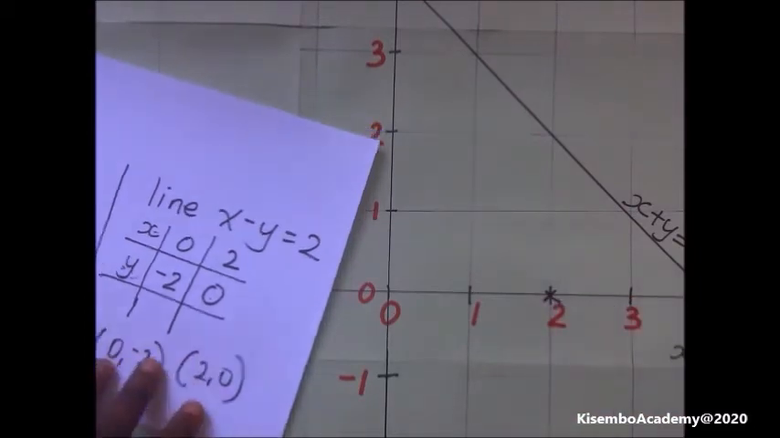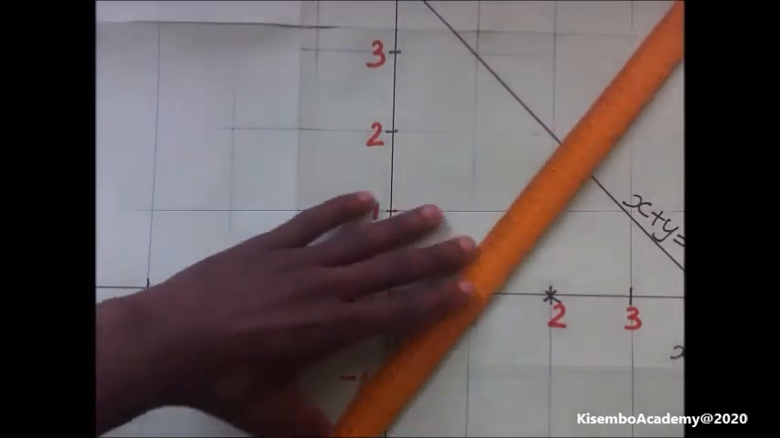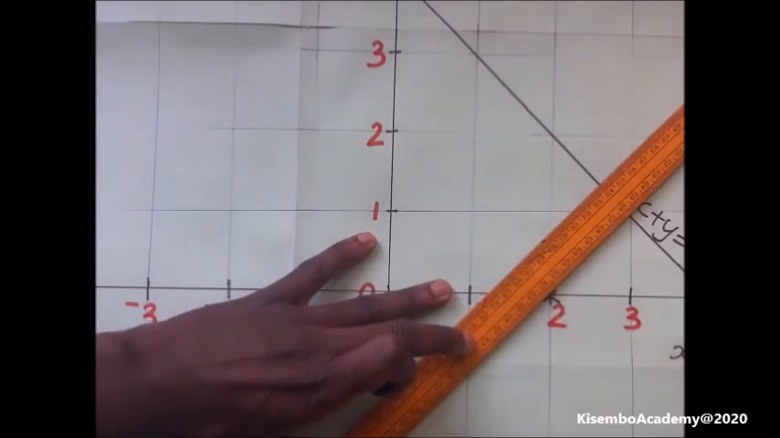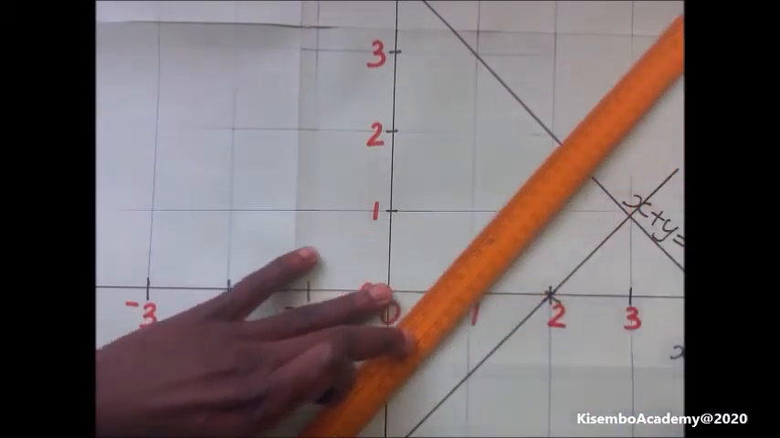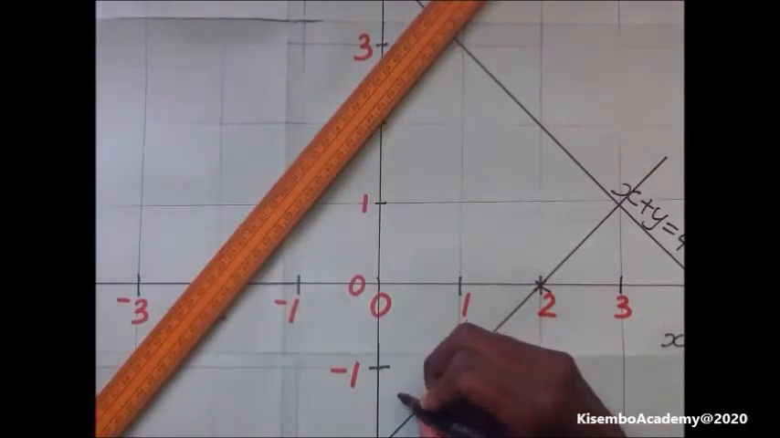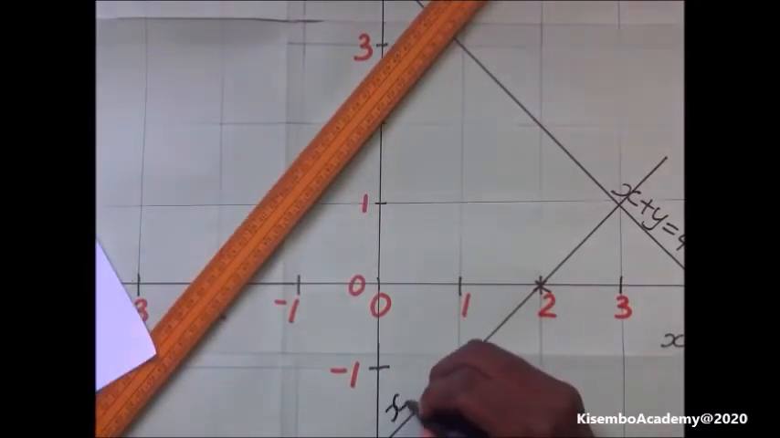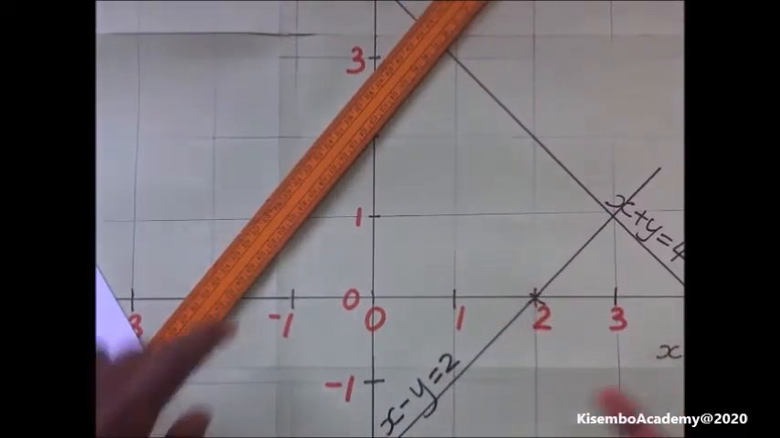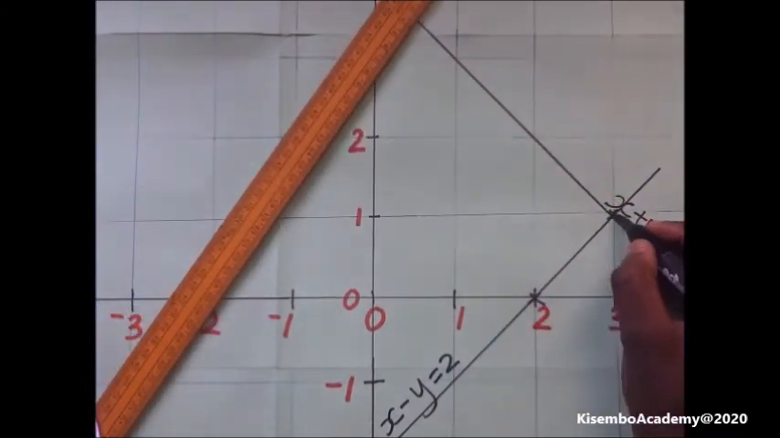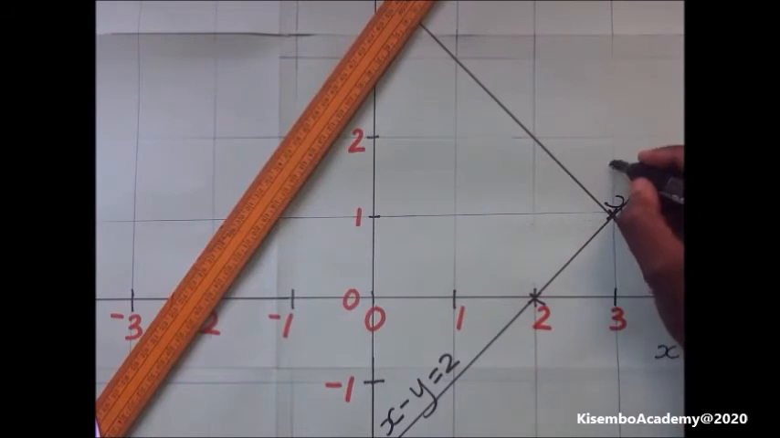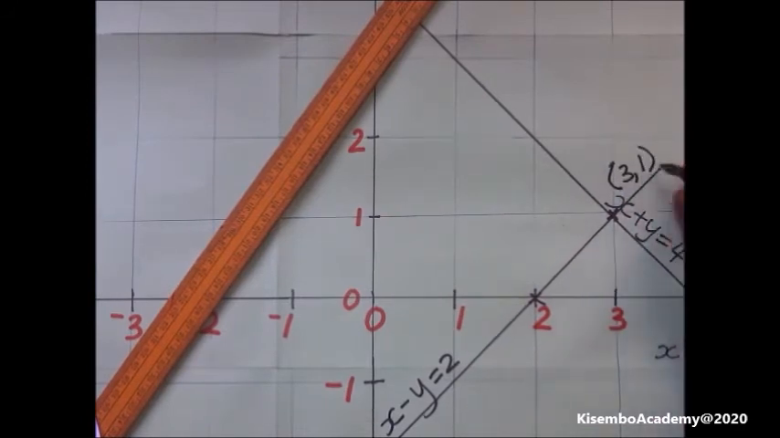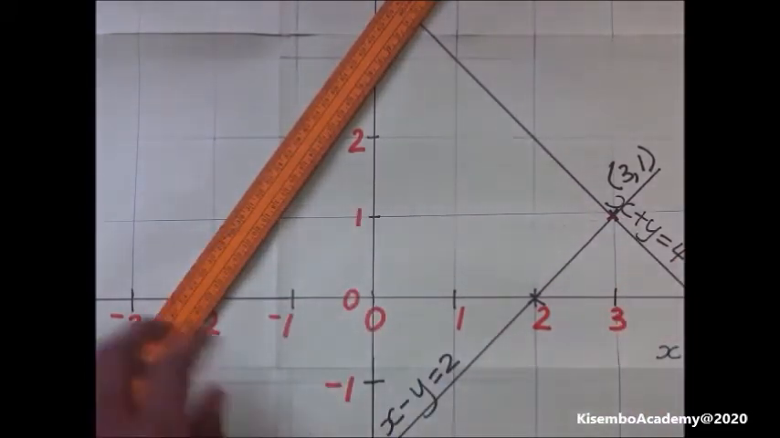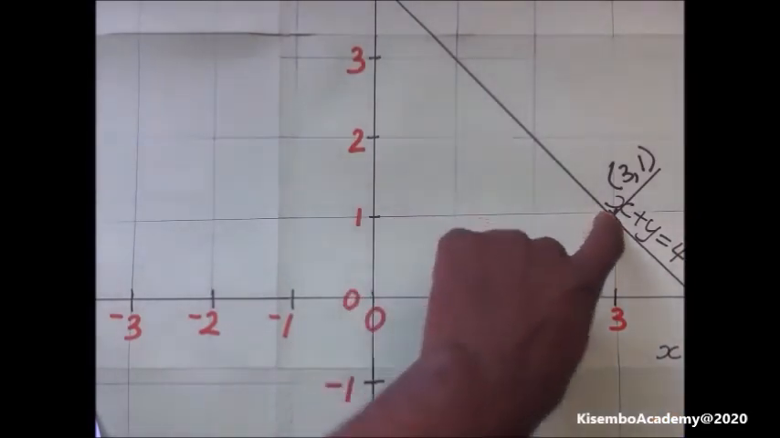And of course, when we draw this, this is our line, x minus y is equal to 2. So this line and this line, they meet at that point. They are meeting at point (3, 1), because this is 3 and that is 1. So at that point where they meet is where we have the solution to that equation.